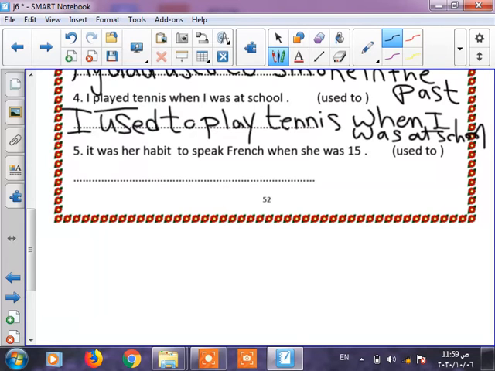So here, I put didn't use. Used becomes didn't, then the verb infinitive. Look at number 2. Ali used to ride a bike when he was 10. Ali used to do what? Ride a bike. I need to make negative for this sentence.